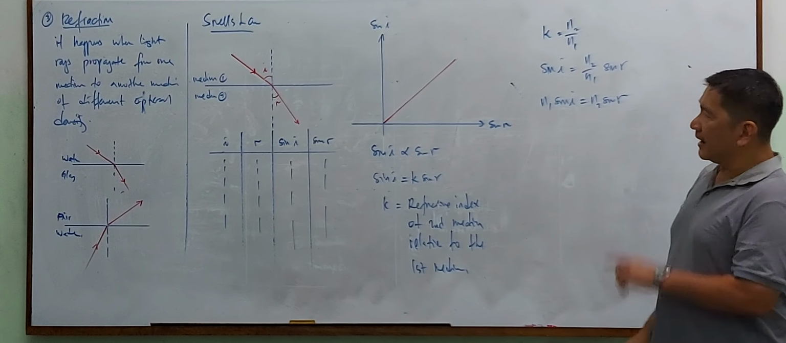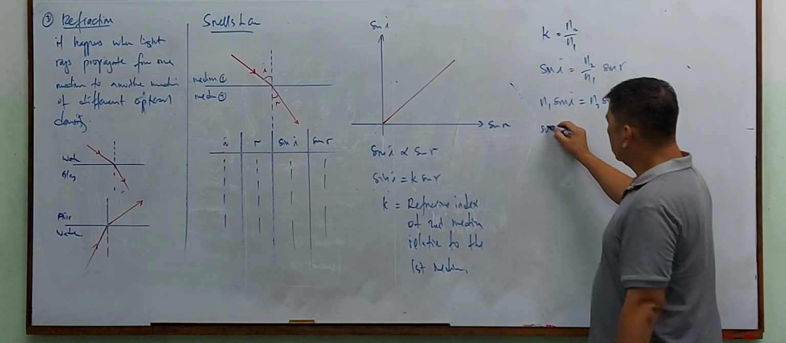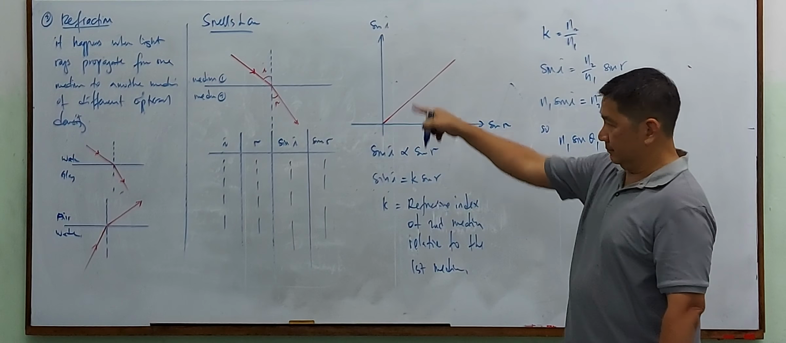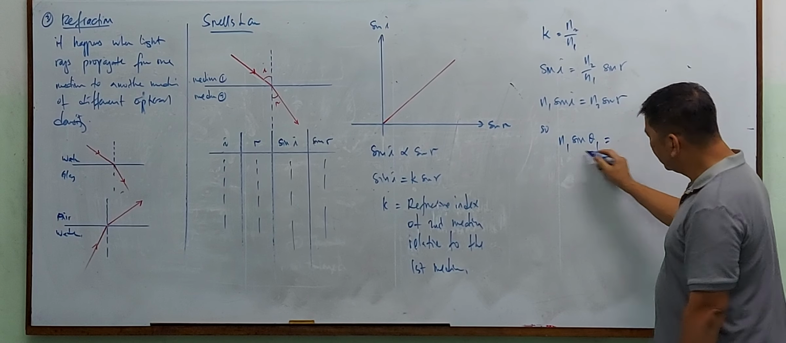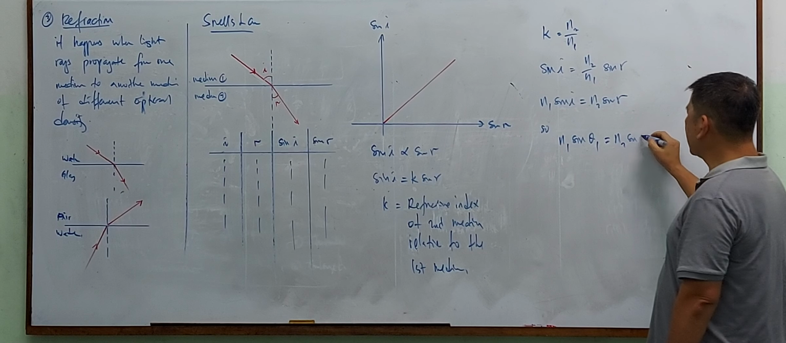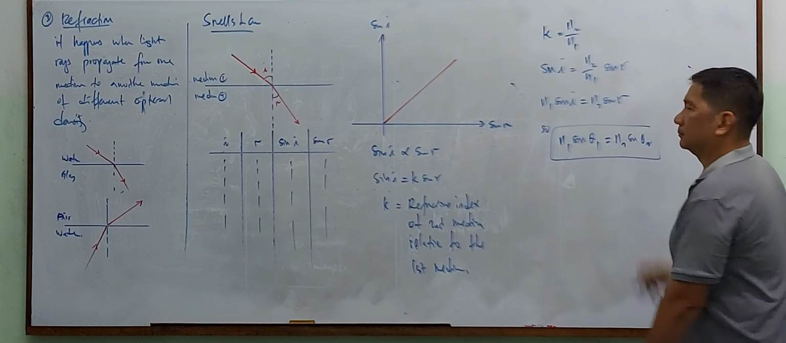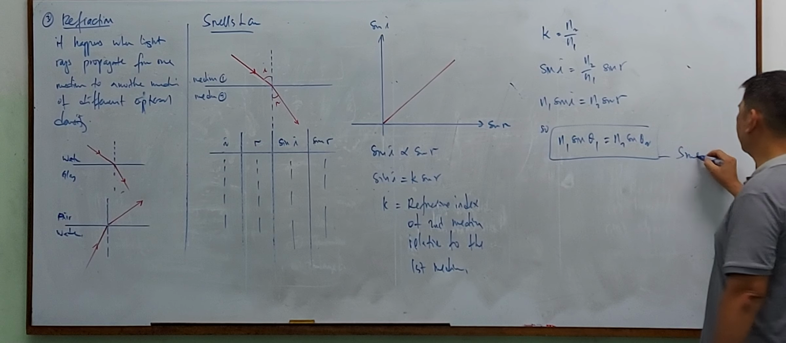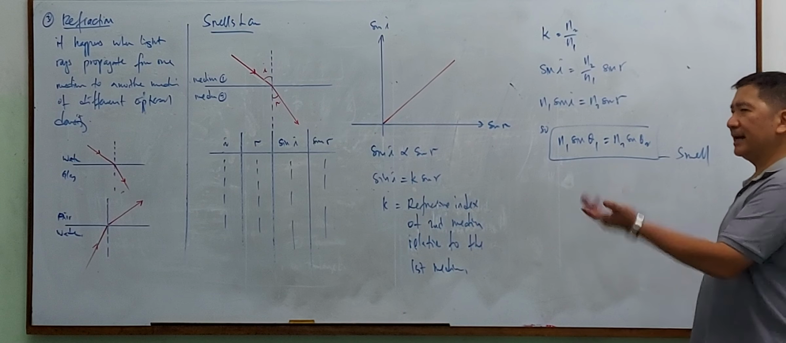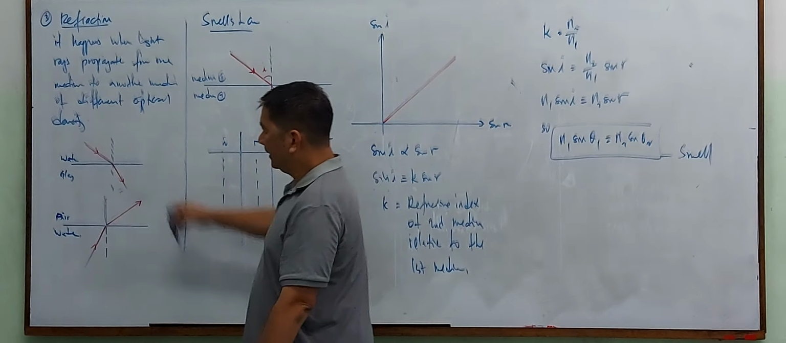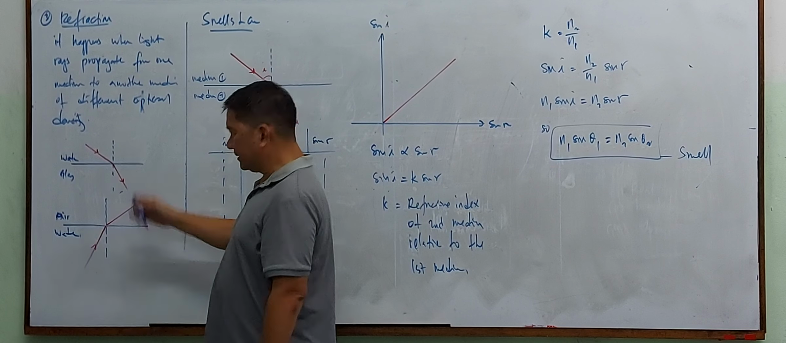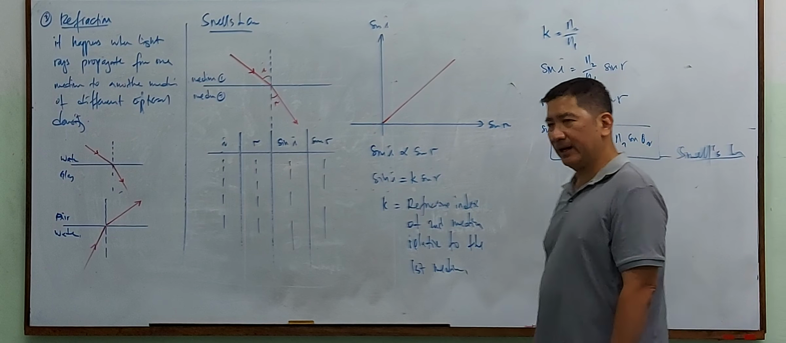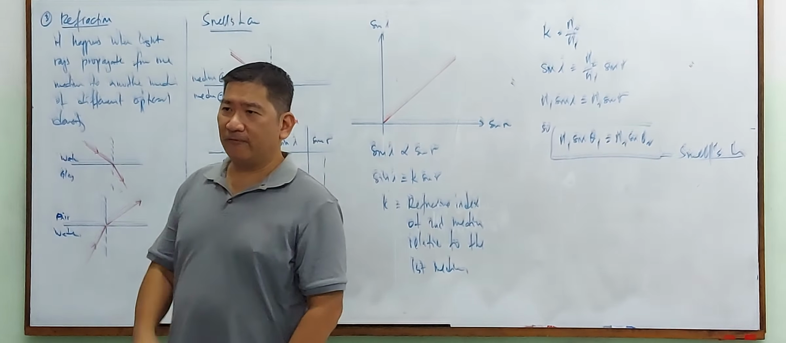But i is an angle in the first medium. So n1 sine theta 1 equals n2 sine theta 2. We put angle theta 1 and theta 2. So that is our Snell's law. That is a formula that we can use in any direction, from less dense to denser or denser to less dense, no problem at all. So that's Snell's law. That is a more perfect law compared to the one that you learned before.